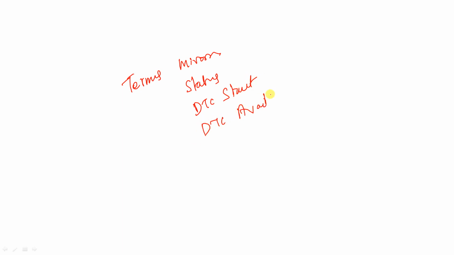And in the next video, what we are trying to do is explain the terminologies. For example, mirror memory DTC, then status of DTC, then DTC status mask, then DTC status availability mask. Everything will be explained in the upcoming videos.